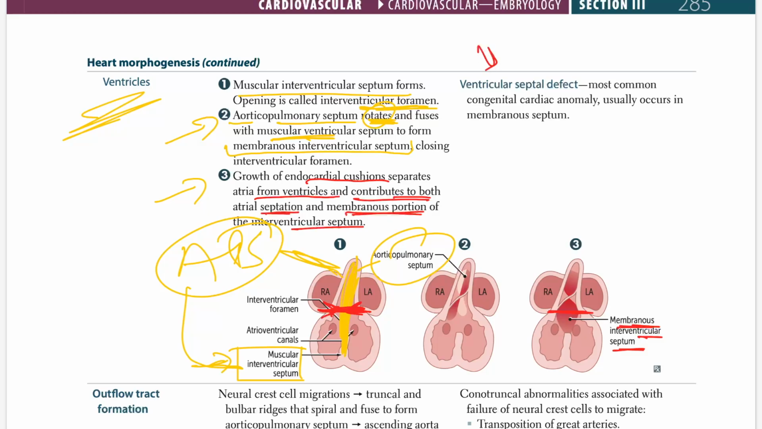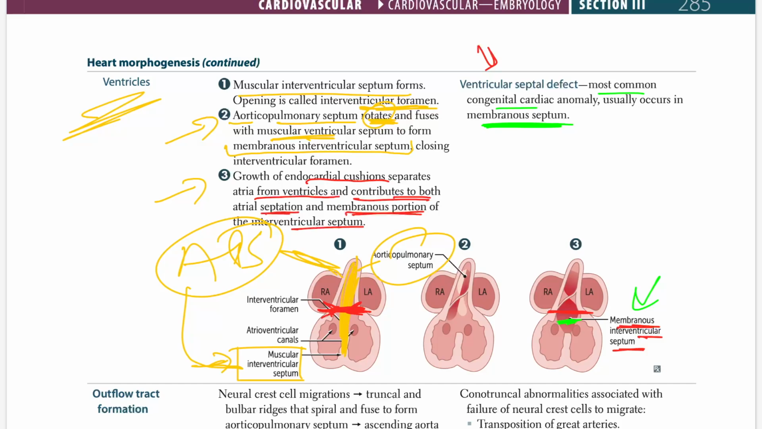So what is VSD now? VSD, ventricular septal defect, is the most common congenital anomaly. It usually occurs in the membranous septum. So they're saying right here, it's going to occur most likely in the top portion of the ventricle, which is the membranous septum, and it is right there.